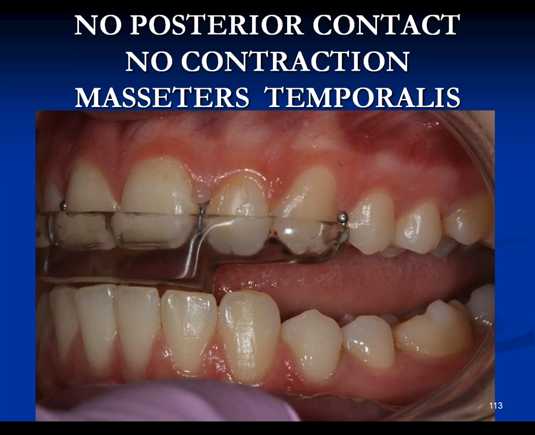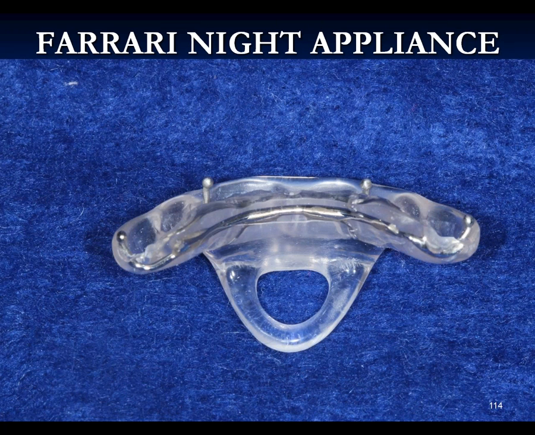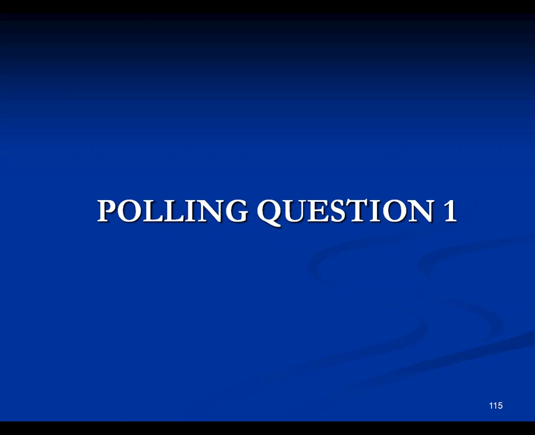And Five Star Ortho in Dallas make those. So again, not every lab knows how to make the Ferrari, and not every lab knows how to make the exact repositioning splint I use. So highly recommend that lab. So there it is. That's the Ferrari night appliance, okay, with the ramp and the hole in it and the ball class. Polling question number one.